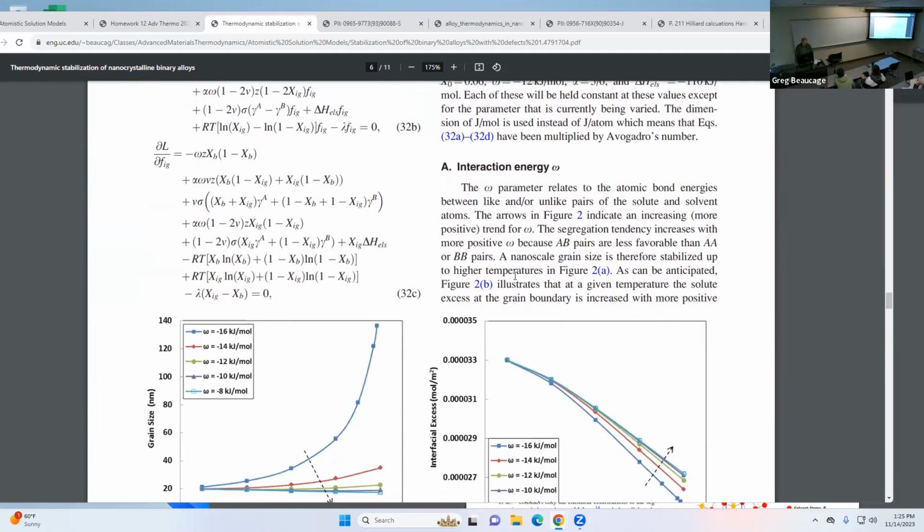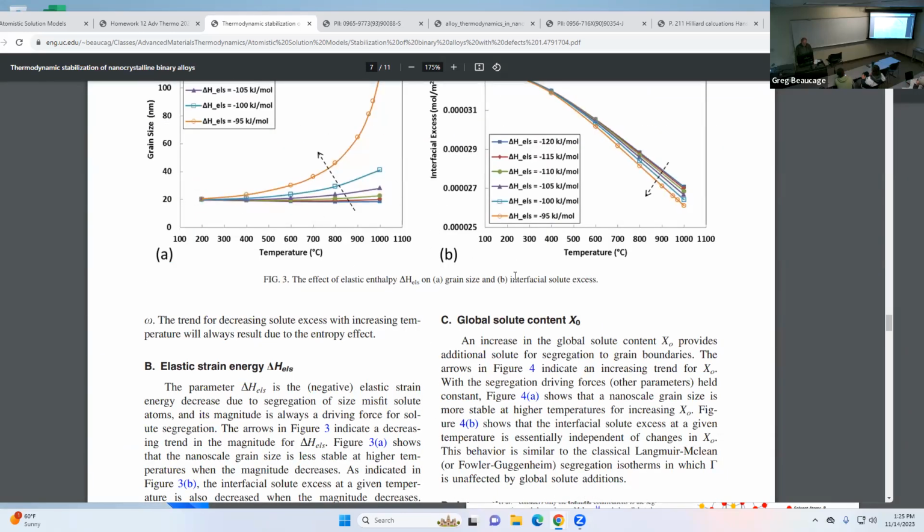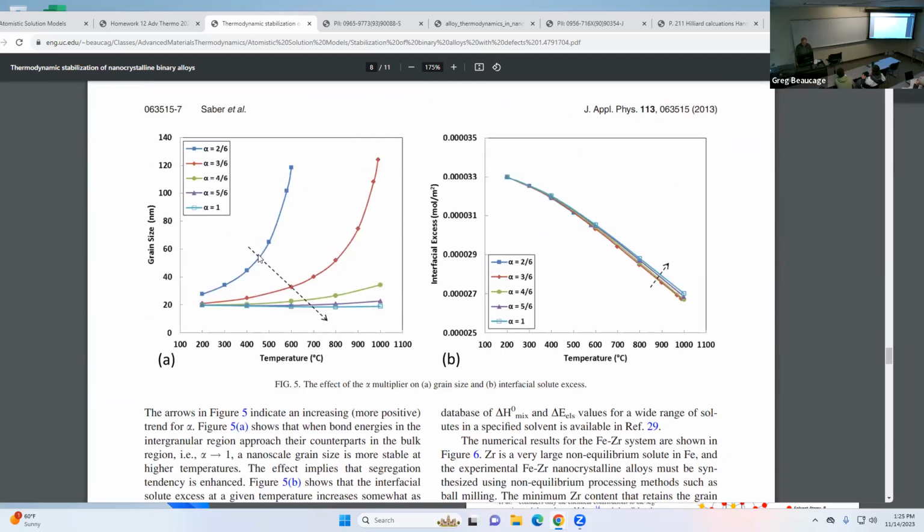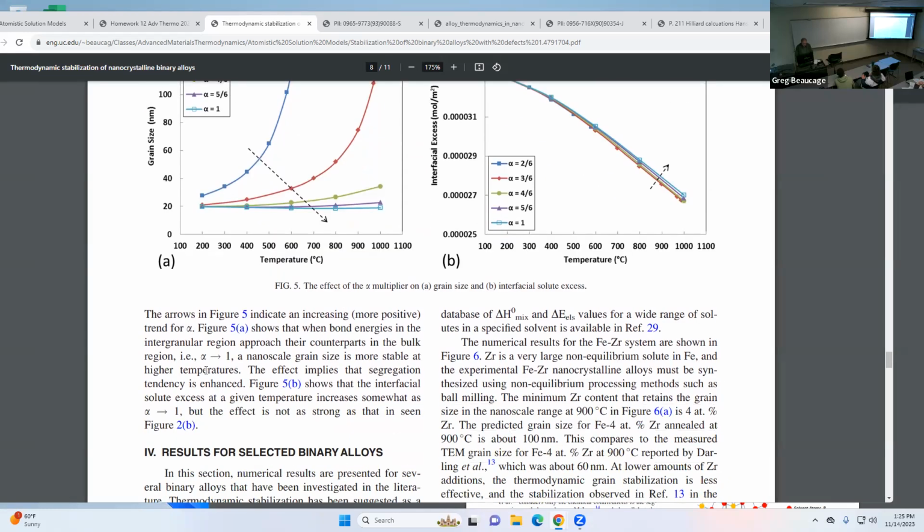Let's see. So larger alpha, smaller phase size. Well, you have to figure that one out. I'm not sure why that ends up. I'm not sure he says exactly, does he? Nanograin says more stable at higher temperatures. Anyway, you'll have to sort that one out.